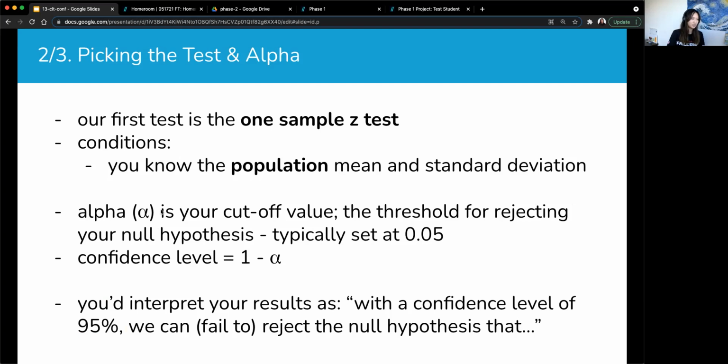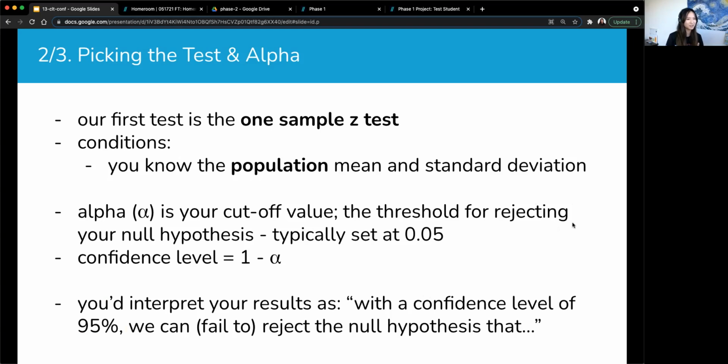Okay, so alpha is also something that you define before making any calculations. Alpha is your cutoff value, and it's your threshold for rejecting your null hypothesis, typically set at 0.05. So with your alpha set at 0.05, you can sort of think of it as you're looking for p-values lower than 0.05.